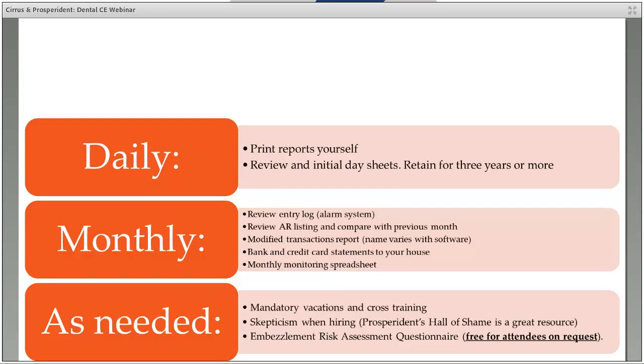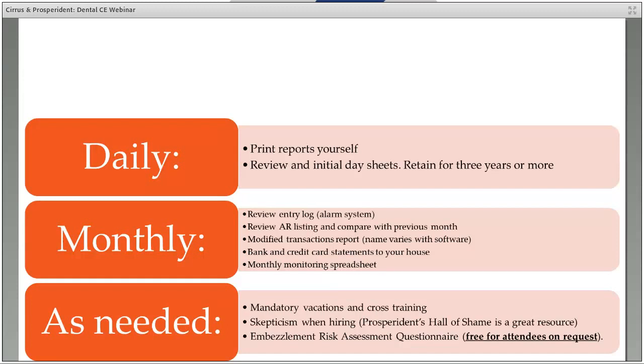On a monthly basis, there are some things you should do. And the first one is one of the best tips anybody's ever going to give you about control of embezzlement. I'm going to assume that you have an alarm system on your office. If you're in the United States, HIPAA more or less requires it. If you're in Canada, the privacy legislation is a little bit different, but alarm is still a very good idea.